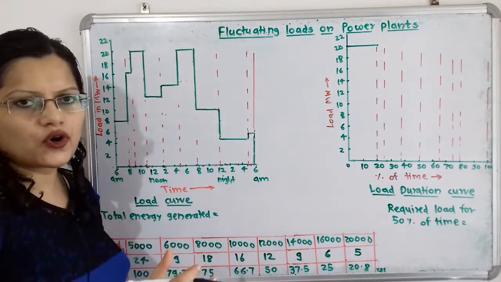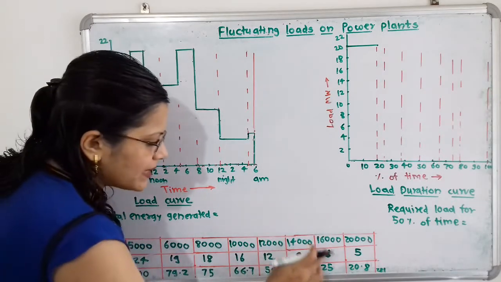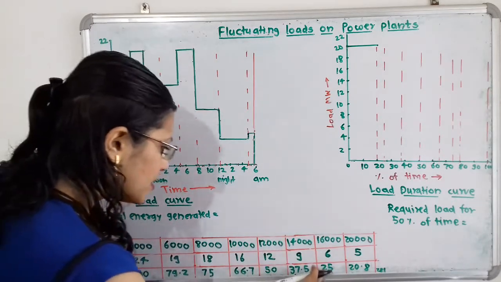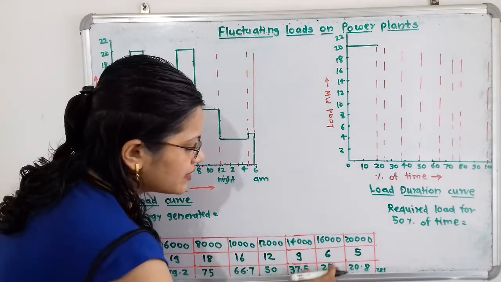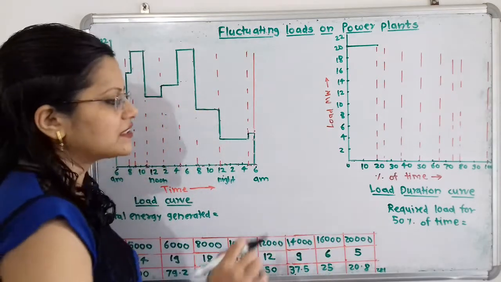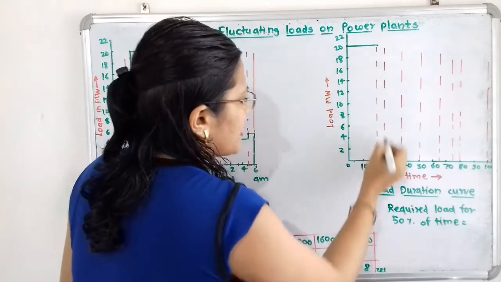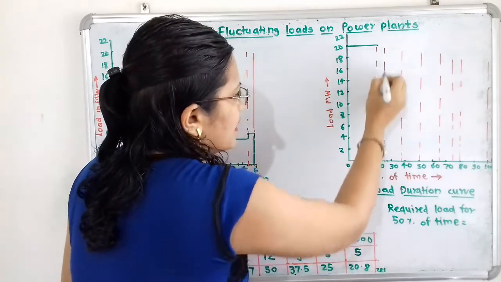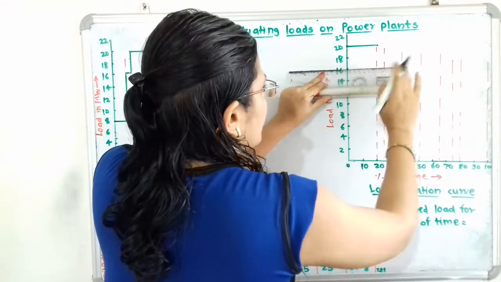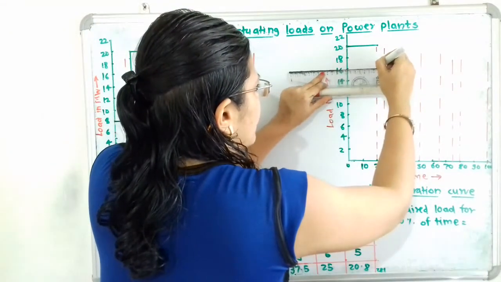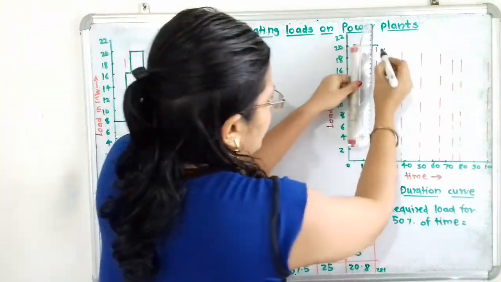Then the next load after 20 megawatt is 16 megawatt. So for this 16 megawatt it is 25%. So up to 25% here is the next load, that is 16 megawatt. If we observe here, here is the 16 megawatt and here the line that is shown for the 25%. So I will fill up the next gap with 16 megawatt, and I will join this corner.